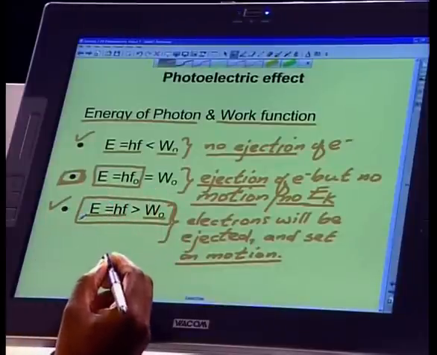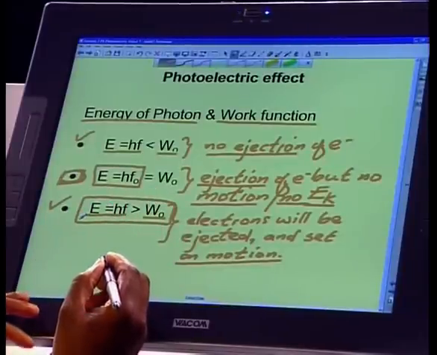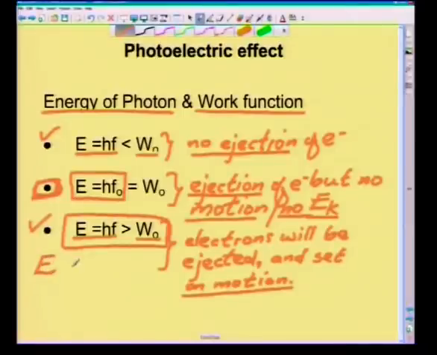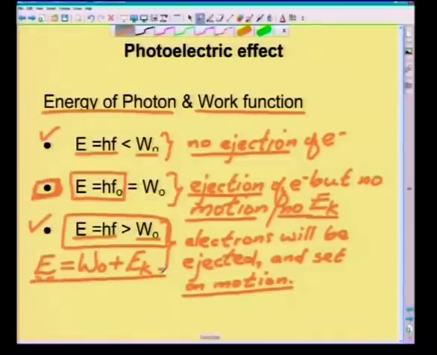How do we then account for all the energy that has been brought in by the photon? Because energy cannot be created nor destroyed. It can only be transformed from one form to another. It would mean that we have a situation where E comes in, and that E, which is hf, is used to overcome the work function, and part of the remaining energy, because E is greater than W0, becomes kinetic energy. Okay, that equation there, very important.